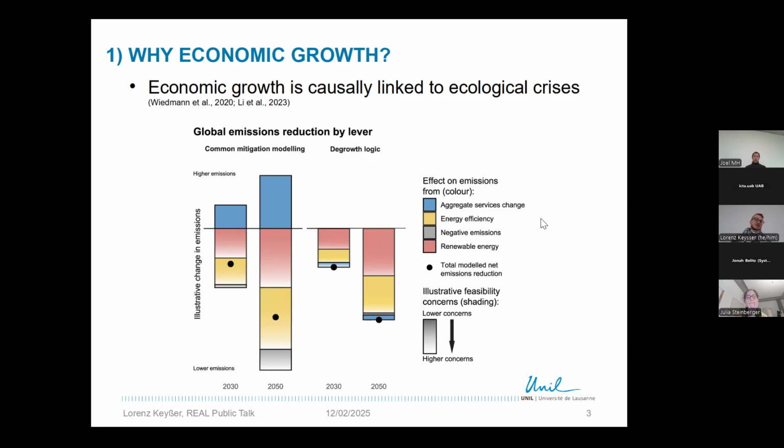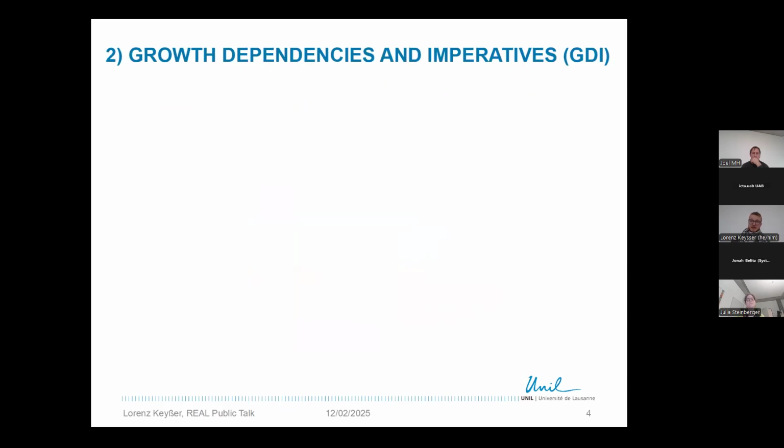Now, if we know that less growth, or doing the right things to protect the environment and our livelihoods, would mean as a consequence that we would have less production and consumption, because we would consume and produce fewer bad things for the environment, why aren't we pursuing these kinds of changes? And there comes the point of growth dependencies and imperatives, basically.